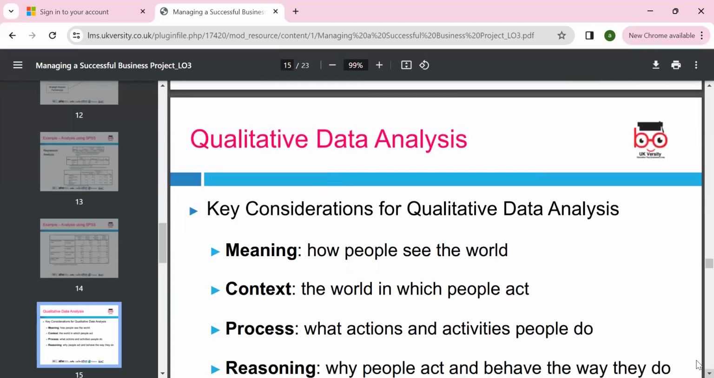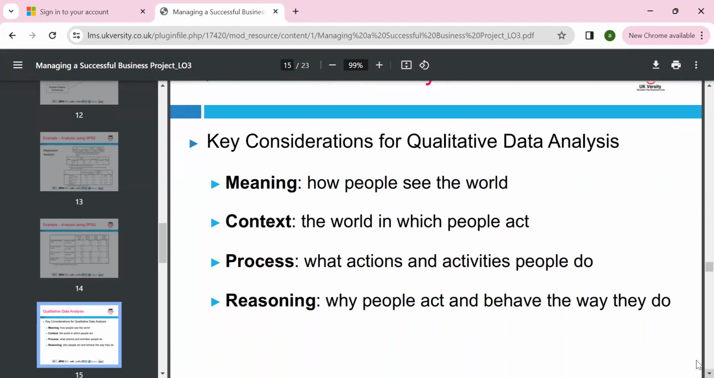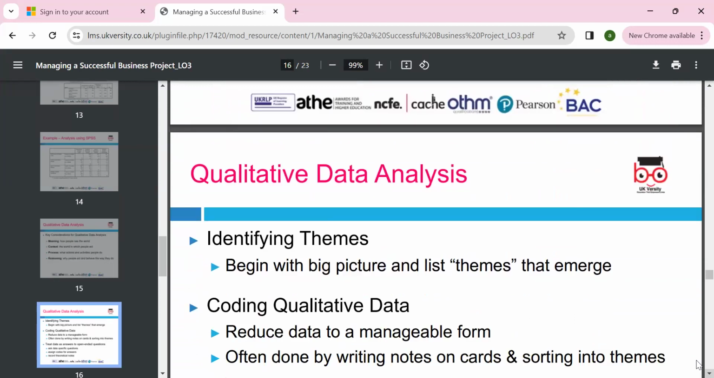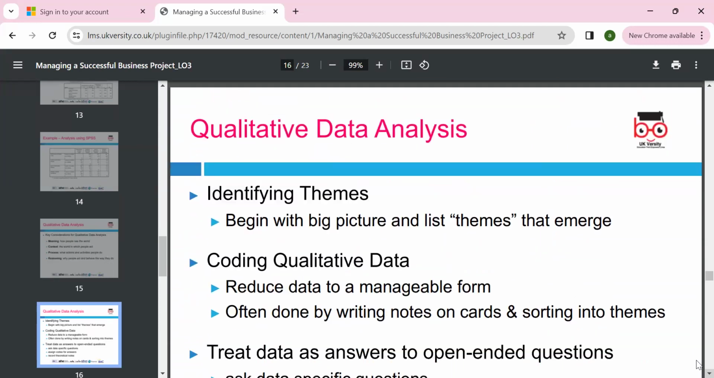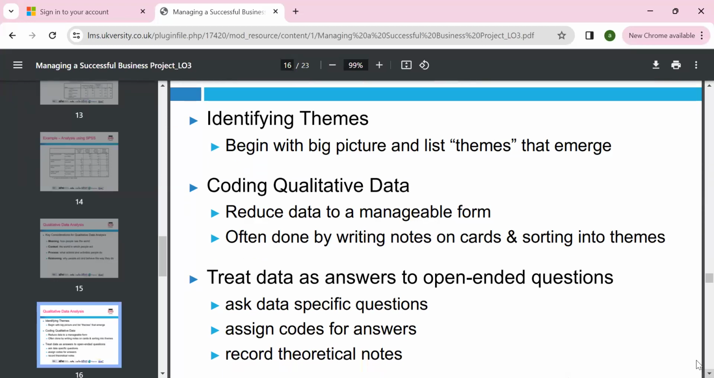So the key consideration of qualitative data is how people see the world, the context in which people act, the process, the action and the activity people do, and the reasoning why people act and behave the way they do. With qualitative data, you identify the themes, the big picture, list the themes, merge, code the data, and reduce the data to a manageable form, often done by writing notes on cards and sorting them. Treat the data to answer the open-ended questions, assign codes for the answers and record the critical notes.